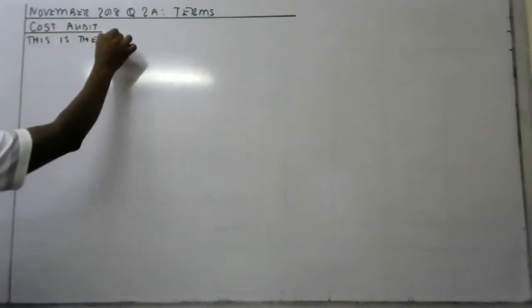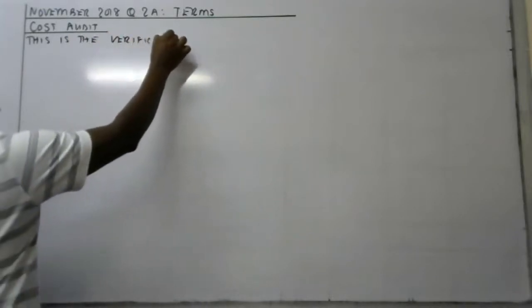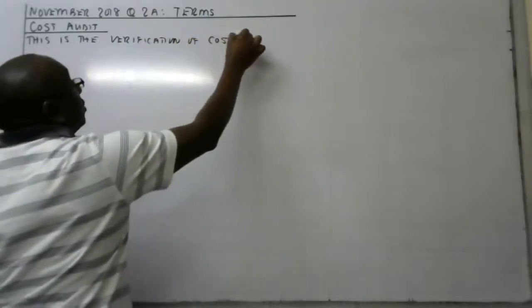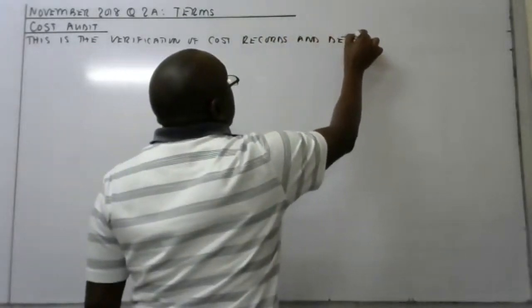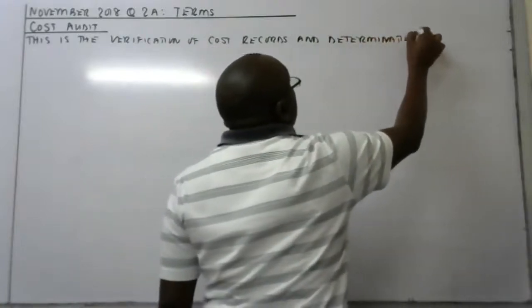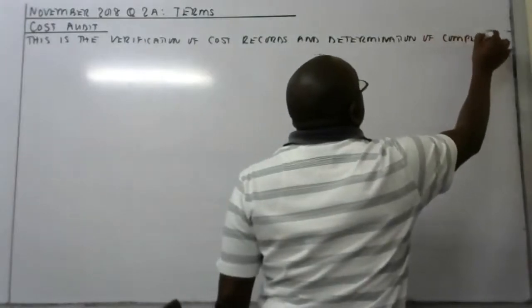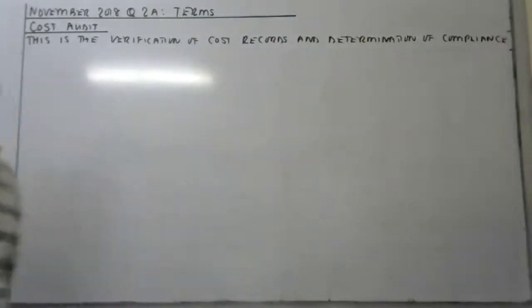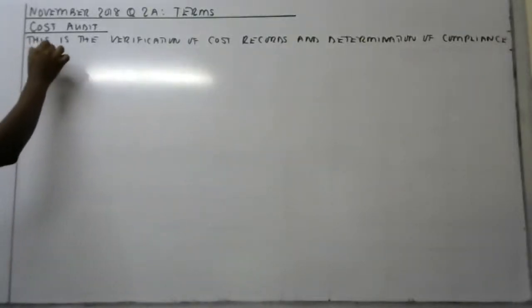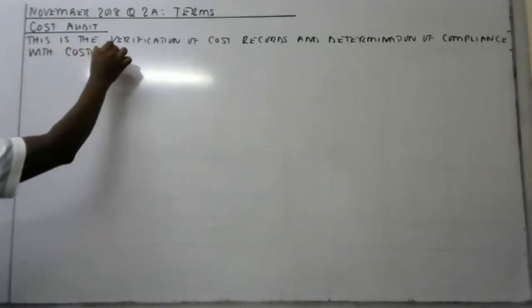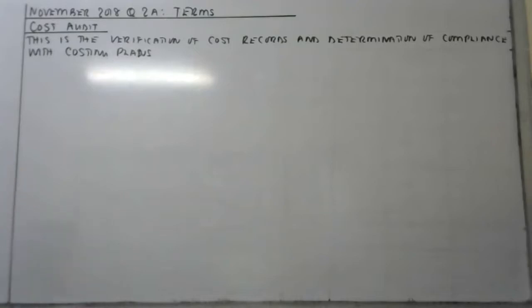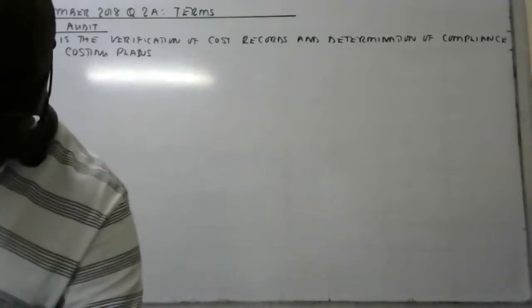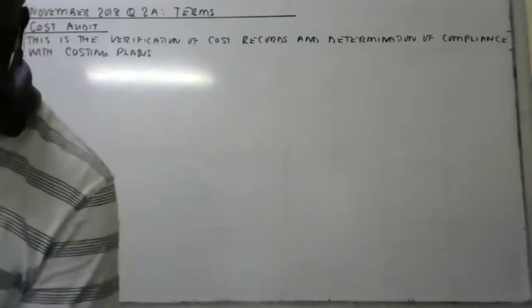And this is the verification of cost records and determination of compliance with costing plans. We are able to verify, or it is about verifying the records and checking whether they comply with our original plans.